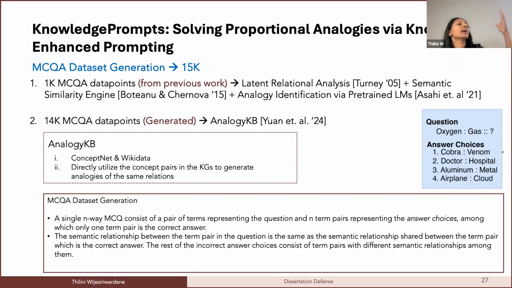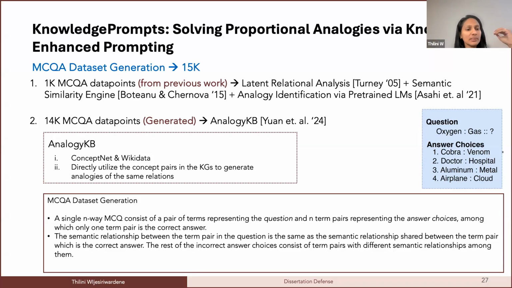So how many more can there be? Most data sets have a very limited amount of semantic relationship types. So we generated 14K MCQA data points based on this seminal work by Yuan et al. They actually created an analogy knowledge base. I will not go into details, but they based their analogy KB on ConceptNet and Wikidata, and they directly utilized the concept pairs in that knowledge graph to create their analogy KB.